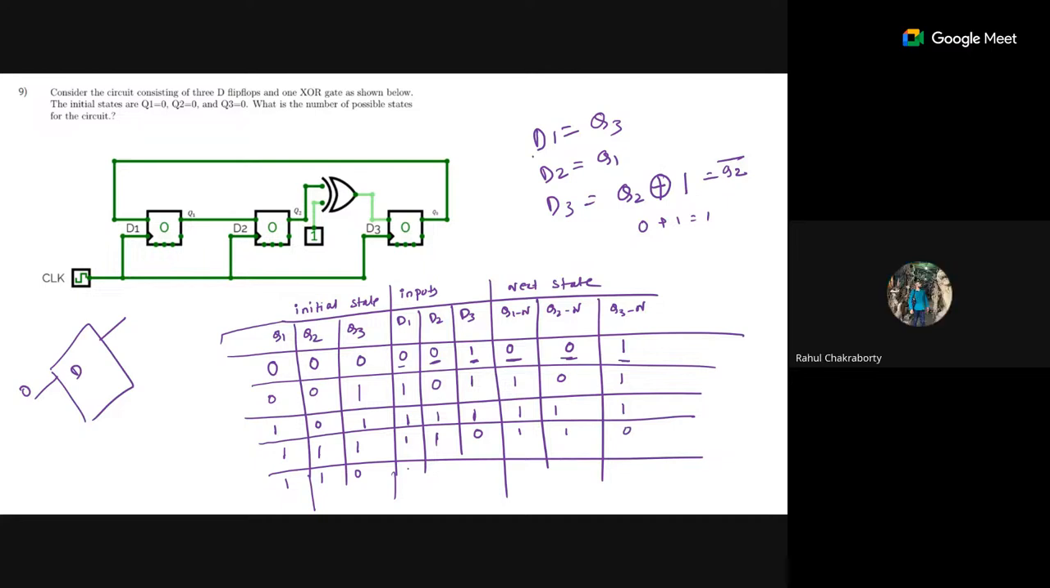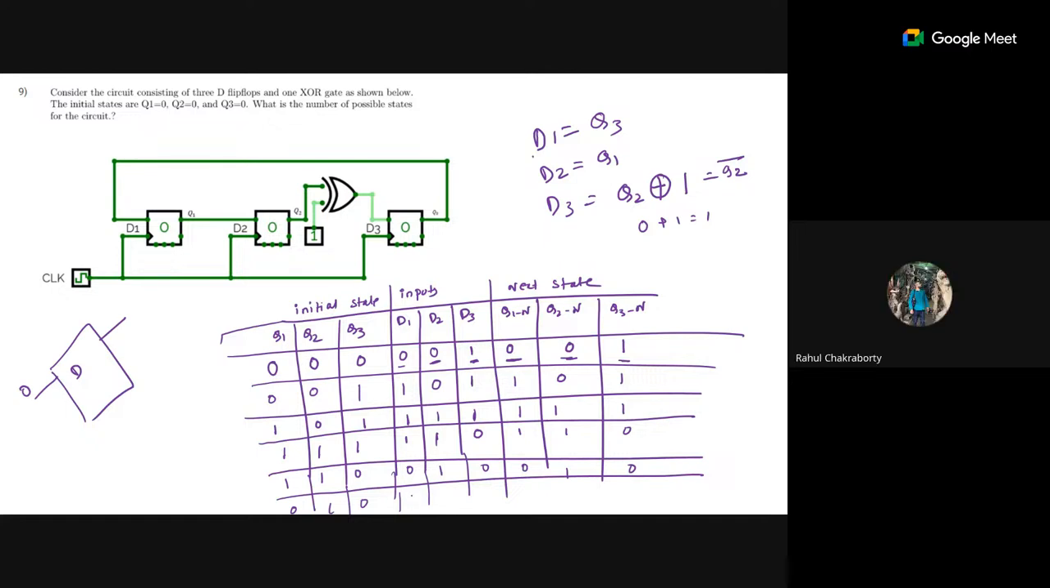What will be that? Q3 is 0, so 0. 1. 1. So 0 1 1. Again, next line, 0 1 0, right? Yeah, 010. What will be that?